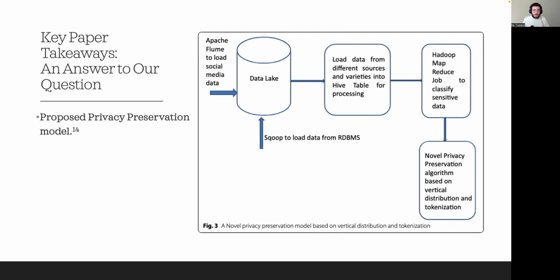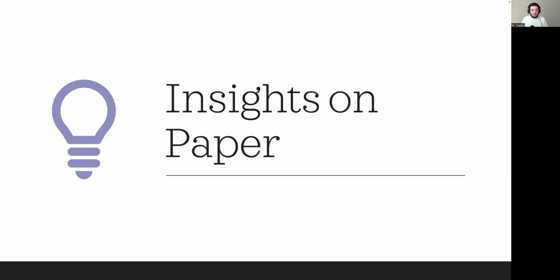Data is then processed and transformed into Hive tables. After that, the data is then passed to a Hadoop map reduce job. And this is also paired with a machine learning algorithm, which is going to identify and classify and skew sensitive information so it can't be detected when it's being analyzed by analytics. Finally, data can be vertically distributed. Sensitive data can be separated and tokenized for mapping purposes from the rest of the data. This is part of the novel privacy preservation algorithm. This removes sensitive attributes from the data, allowing it to be publicly exposed for business case analysis without giving up any uniquely identifying information. So some key insights on the paper.